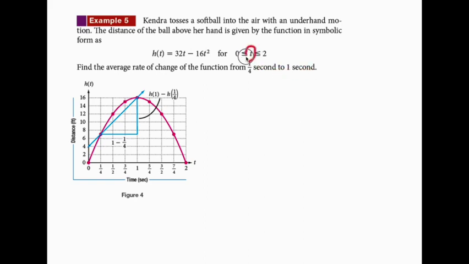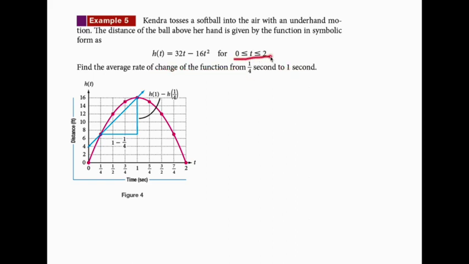T represents the seconds, and even though it didn't say that in the problem, we can see that based on the graph here. Time is our input or our independent variable, and our distance, our height in feet, is our dependent variable. So we have to find the average rate of change of this function between 1/4 and 1 second.